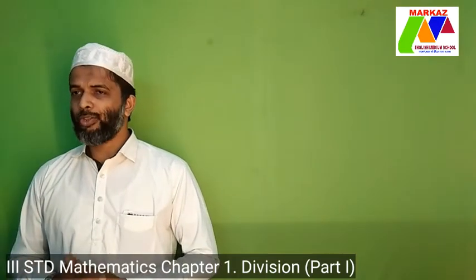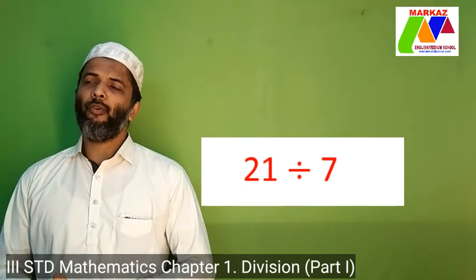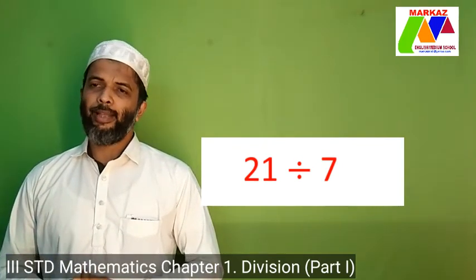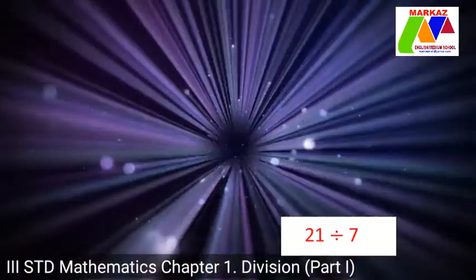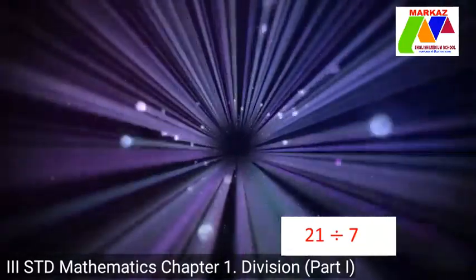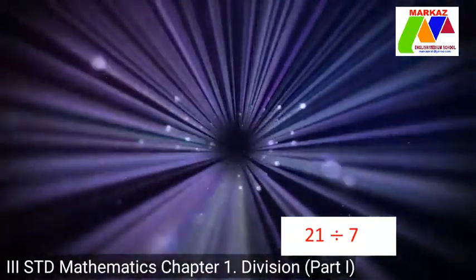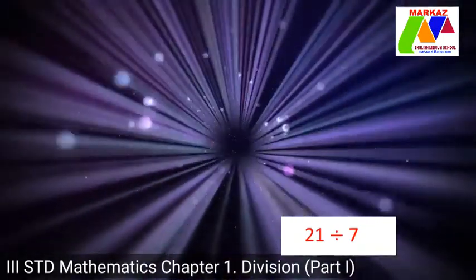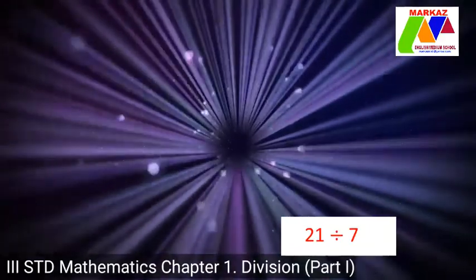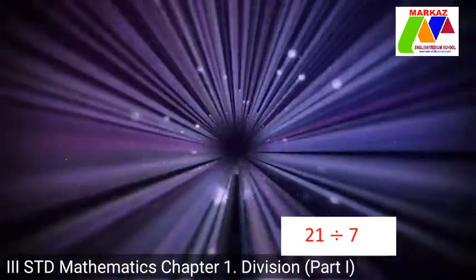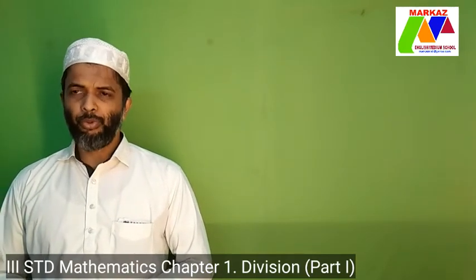Let us do one more example from your textbook. Write down the third question. 21 divided by 7. Find the answer doing the repeated subtraction method. Pause the video again and try to find your answer. Okay, how many times did we subtract 7 here? Count it. 1, 2, 3. 3 times.